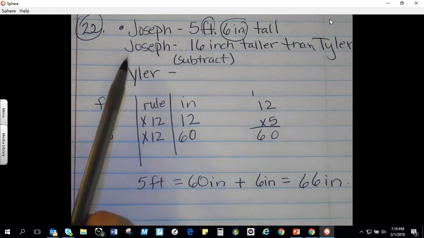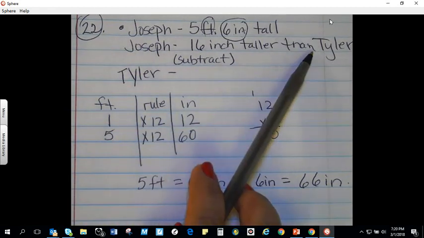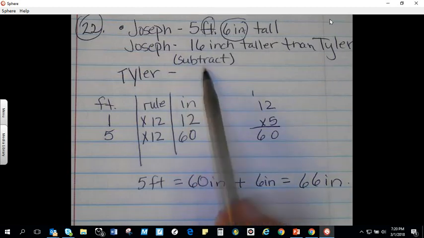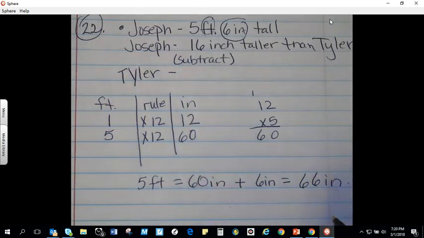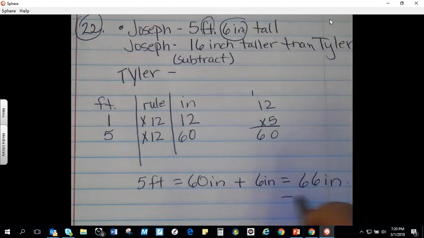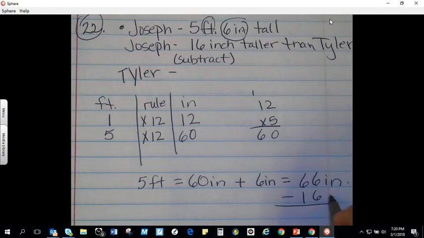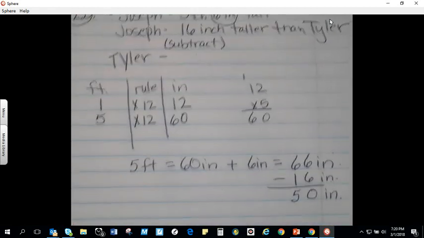But also Joseph is 16 inches taller than Tyler. And you said I had to subtract. Can you now subtract that 16 inches away? Absolutely. It's because you're subtracting inches to inches. 6 minus 6 is 0. 6 minus 1 is 5. So I have 50 inches.